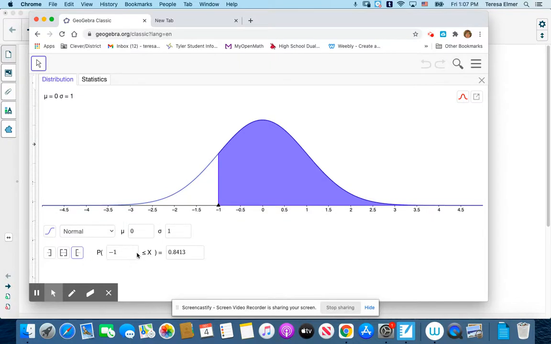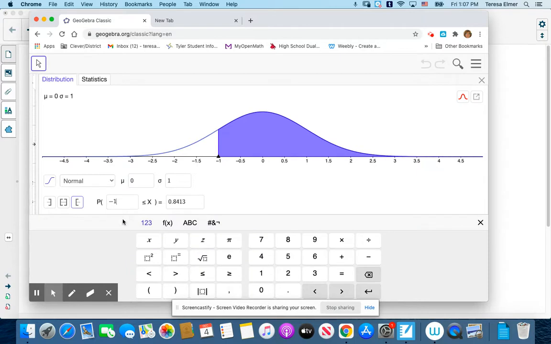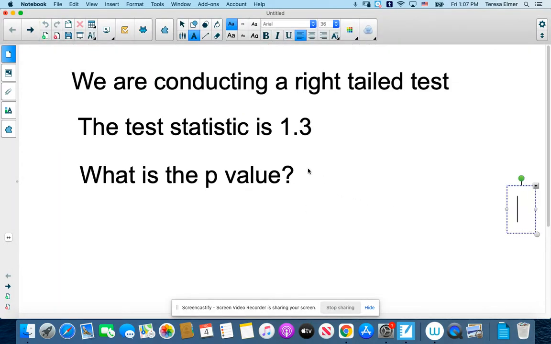And notice that here we need to put in our 1.3, which was our test statistic, and now we have our p-value, the amount of area in the tail, 0.0968. So our p-value then would be 0.0968.